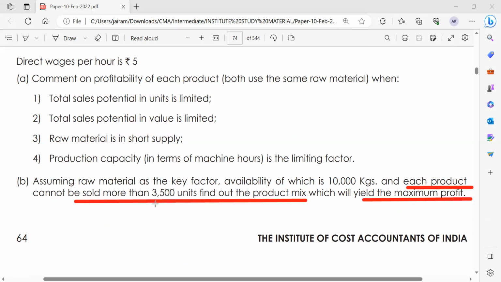Now 3,500 units. We know that for A, 2 kg is required for 1 unit, correct? So total how much kg? 3,500 into 2, 7,000 kg is required. So use 7,000 kg fully for A. The remaining 3,000 kg, you will manufacture B. For B, 3 kg is for 1 unit, so in that 3,000 kg, you can prepare 1,000 units of B.